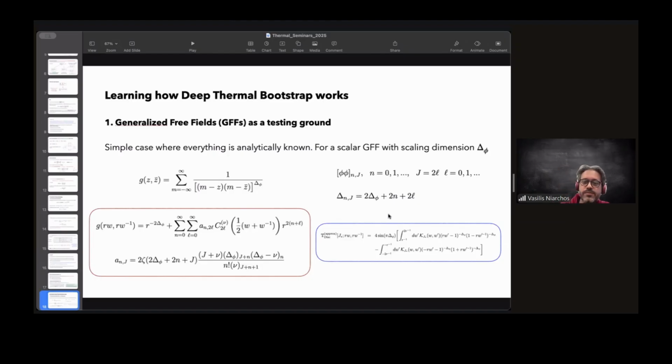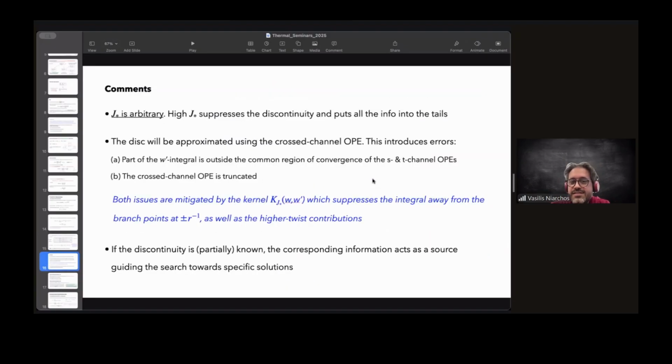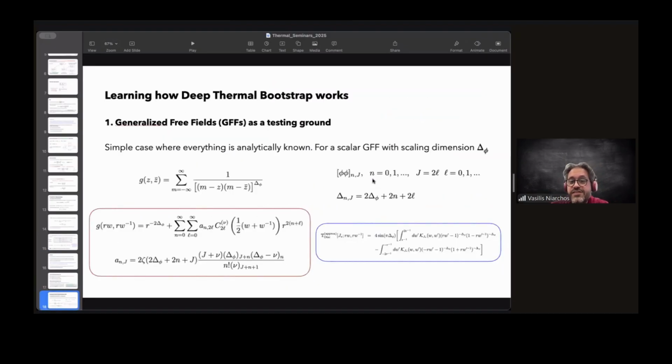Now, if I go back to my equation, so I will write an equation like this now, and if I want to approximate the discontinuity using the thermal OPE in the cross channel, in the T channel, then all these double twist operators will not contribute. They have vanishing discontinuity. So the GFF is a very simple case because in the discontinuity, only the identity contributes.